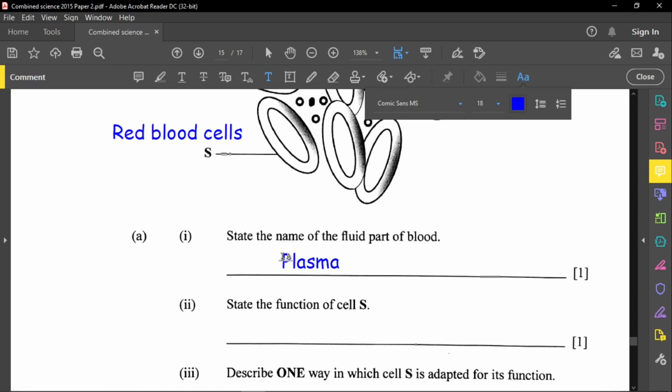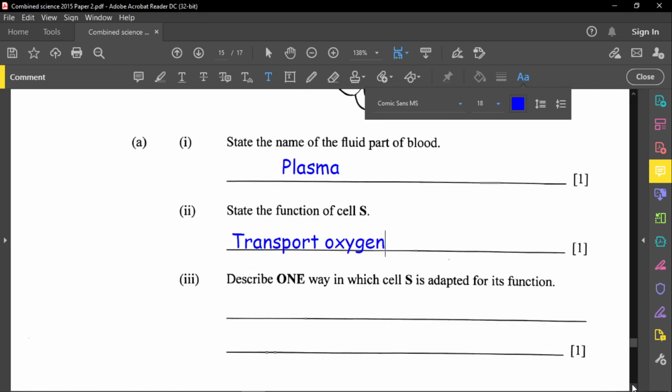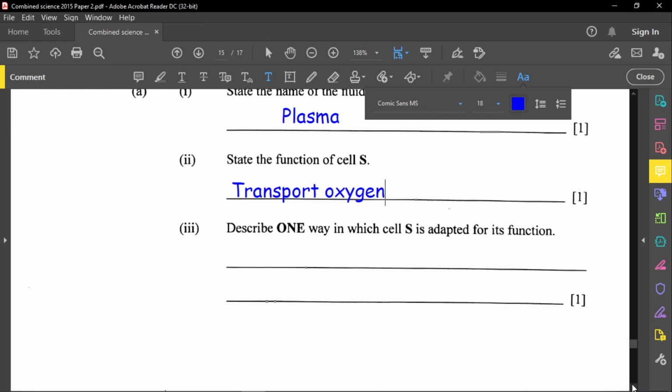Okay, so that's plasma. And then it says state the function of S, and S here is the red blood cell. So red blood cells, they transport oxygen. The main function is to transport oxygen. It will also take carbon dioxide from the cells as well, going back out of the body. But here, let's talk about transport of oxygen. That's the main function. So describe one way in which cell S is adapted for its function.